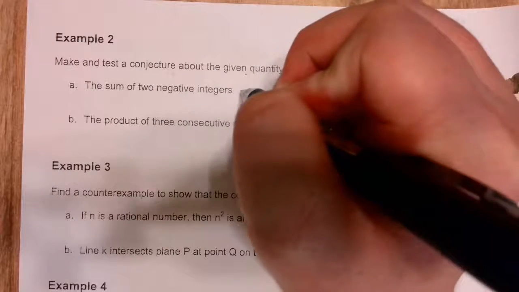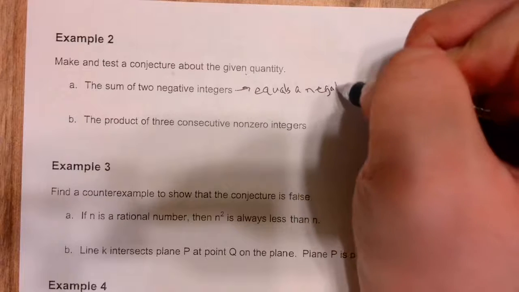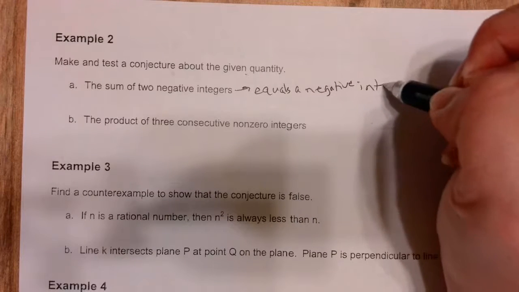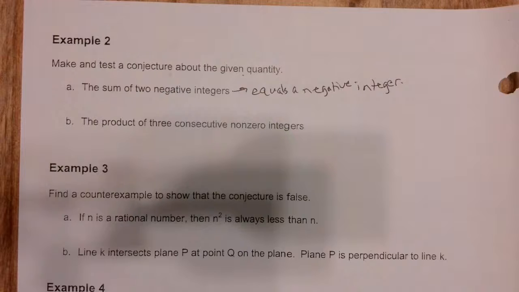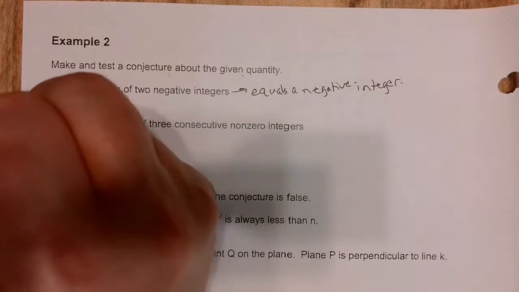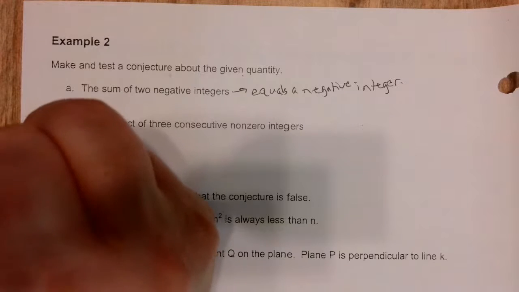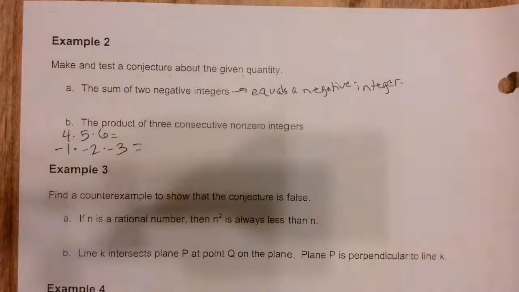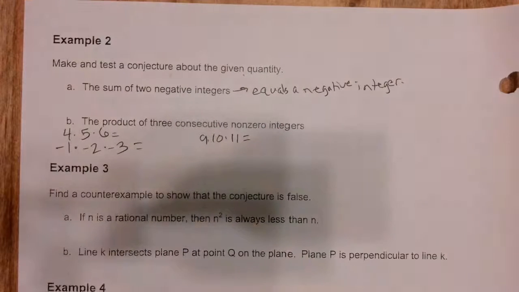So my conjecture would be this equals a negative integer. And we tested it by adding the negative numbers and getting negative answers. So next, the product of 3 consecutive non-zero integers. So this one I think I'm going to write out like 4 times 5 times 6. Let's do a negative 1 times negative 2 times negative 3. Maybe 9 times 10 times 11. And let's see what these are. And if you pick different numbers, it's okay. You're looking for integers, so whole numbers, and you want them to be not 0.